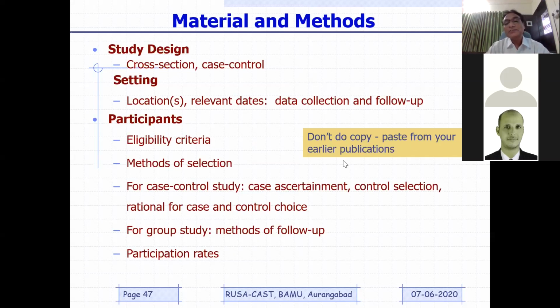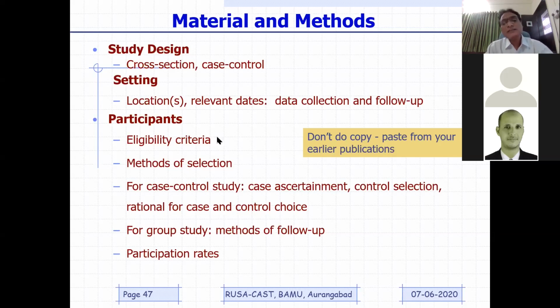Don't copy and paste from your earlier publication. This is a very common mistake research scholars make. Since you have already published a few manuscripts or papers earlier, you are not going to have different methods, so you might be tempted to copy and paste from your earlier publication. Don't do that, because then you will be putting yourself in trouble in terms of self-plagiarism. You need not do that.